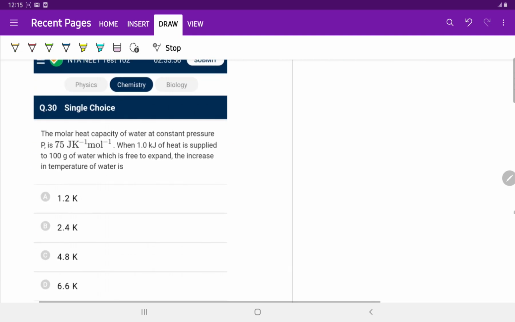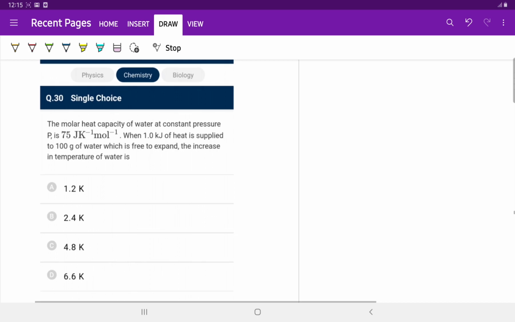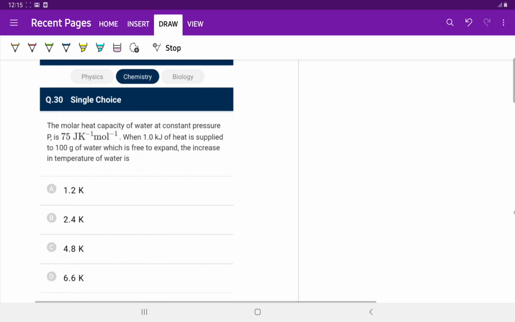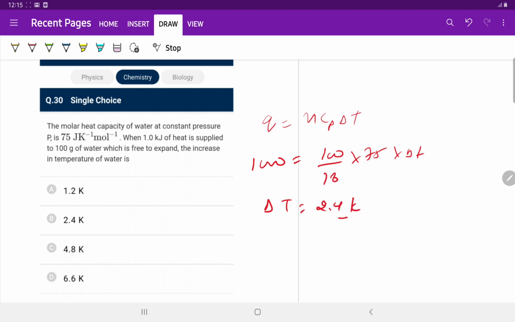Question number 30. The molar heat capacity of water at constant pressure is 75 joule Kelvin inverse mole inverse. When 1 kilojoule of heat is supplied to 100 gram of water which is free to expand, the increase in temperature of the water is, okay, we know very well that Q is equal to n Cp delta T. Q is 1000, 100 upon 18 is the number of moles, Cp is 75, into delta T. Delta T is equal to 2.4 Kelvin. So option B is correct for question number 30.